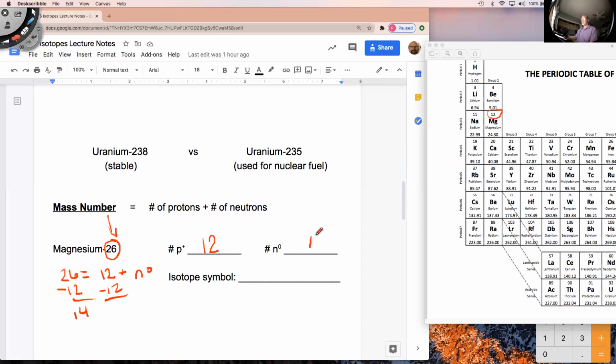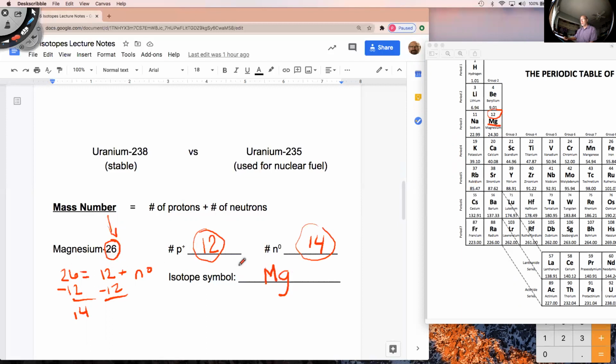So the number of neutrons we have is 14. Now we can always double check our work, because 14 plus 12, the protons plus the neutrons, equals the mass number. Now what would the symbol be? Well, the symbol is going to look like this. The symbol for magnesium is Mg. So we'll put Mg, all right?